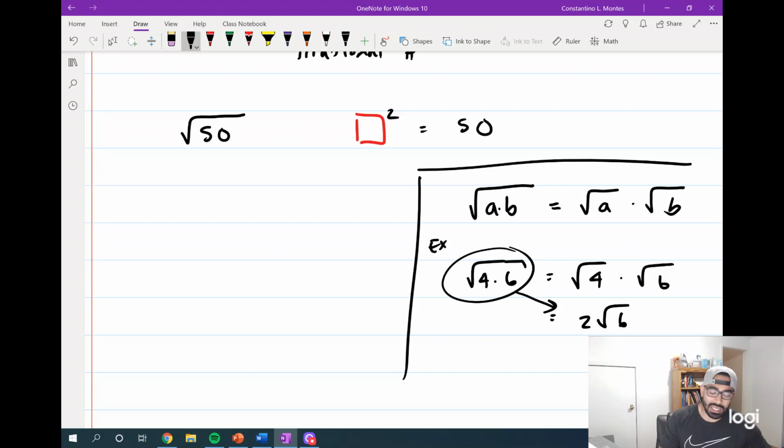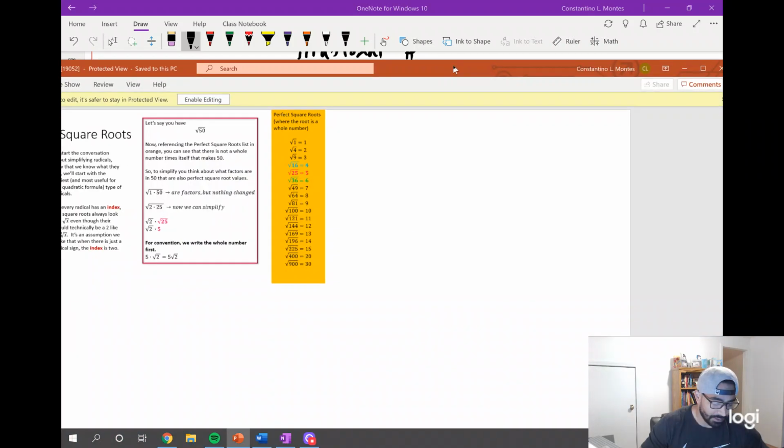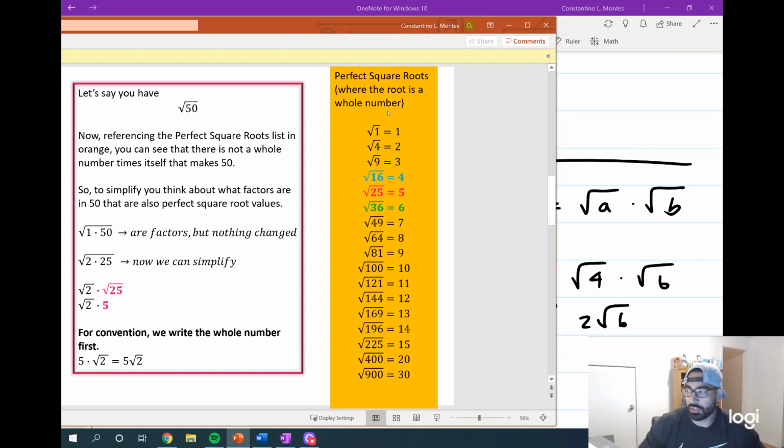But to do that, we actually have to work with what we call perfect squares, right? If you look here on the right hand side, we have what we call perfect squares. So the square root of 1 is equal to 1. Square root of 4 is equal to 2. Square root of 9 is equal to 3. We've got square root of 16, 25, 36, 49, 64, all the way down to the square root of 900. Basically, just a bunch of perfect squares, right? So we're going to actually want to work with those perfect squares.